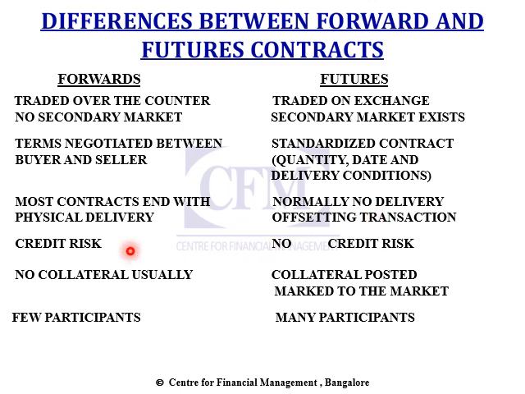There is a credit risk in a forward contract. There is no credit risk in a futures contract because the clearing corporation of the exchange guarantees the contract. No collateral is usually posted in a forward contract. In a futures contract, a collateral has to be posted with the exchange. Further, the contract has to be marked to the market on a daily basis. There are few participants in forward contracts. There are many participants in futures contracts.